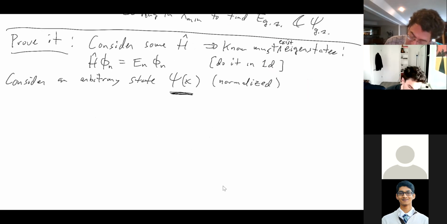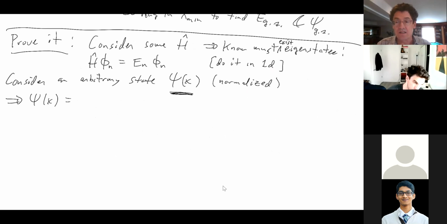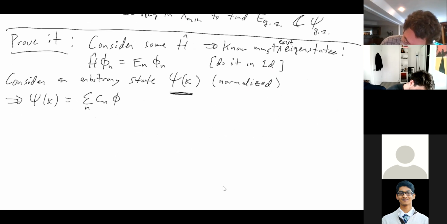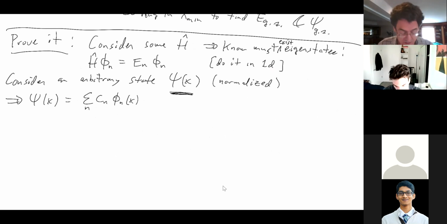Then the trick is that we know that we can write psi of x as an expansion of the eigenstates of the Hamiltonian. And we can always do that because the eigenstates of a Hermitian operator form a complete orthonormal basis. So let's write it out as an expansion of those eigenstates. And we don't even need to know what they are for this proof, but we just need to know that they exist.